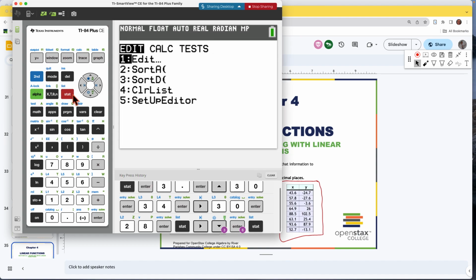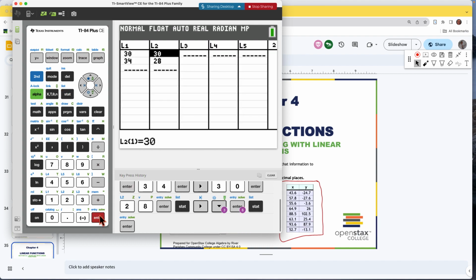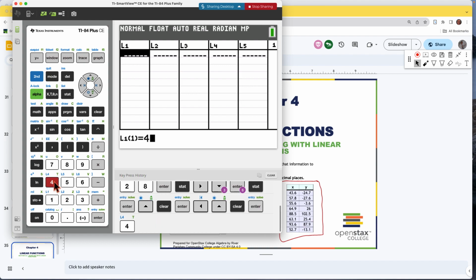We go to Stat. We're going to go to Edit. A quick way to clean things up or to get rid of these previous dots is to arrow up, and when you're at Y2, hit Clear and then Enter, notice those are all gone. Do the same thing, go to L1, do Clear and Enter. All those points are gone. And now you can start entering in each of the points that they give you.